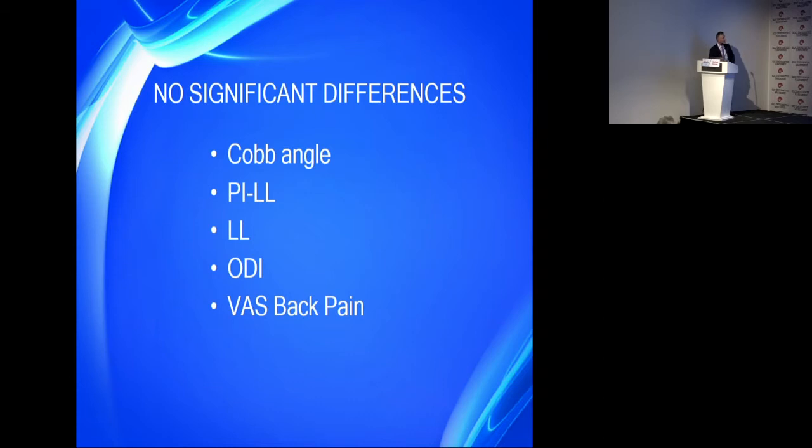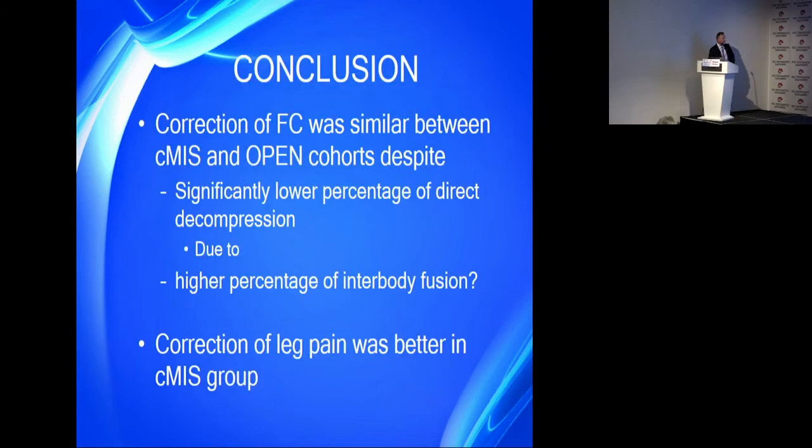There were no differences in the Cobb angle correction, PI minus lumbar lordosis, Oswestry, or VAS back pain. And our conclusion was that correction of the fractional curve was similar, whether it was done through minimally invasive or open techniques. We had a significantly lower percentage of direct decompression in the minimally invasive group due to the higher percentage of interbody grafts, and correction of leg pain actually was better in the minimally invasive group.